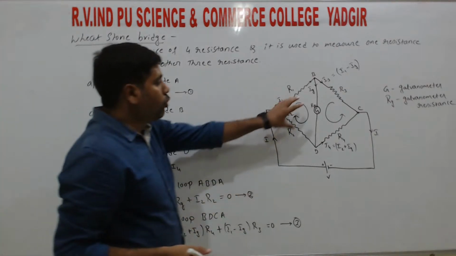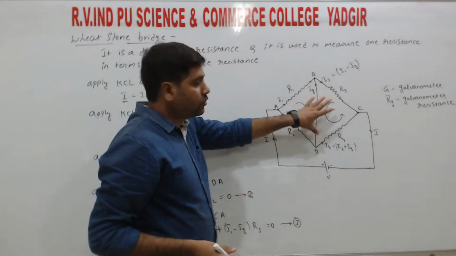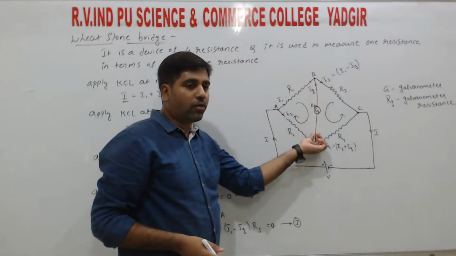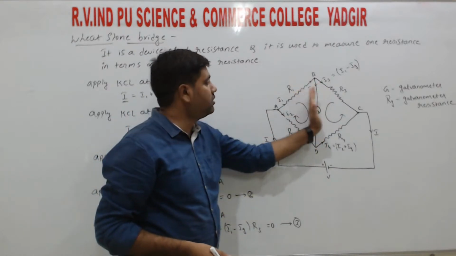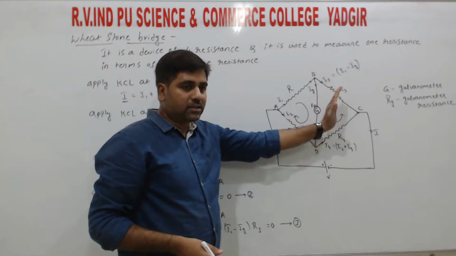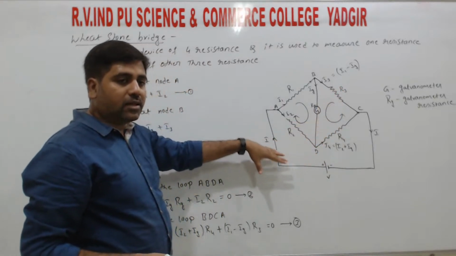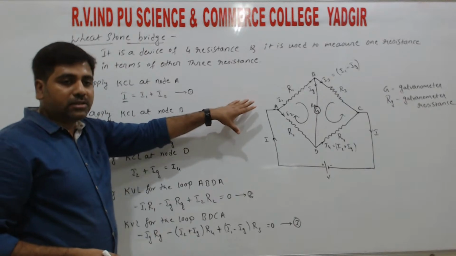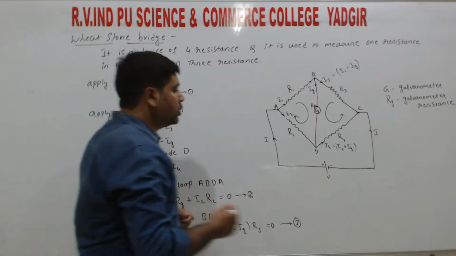Now, to balance this Wheatstone bridge, the current flowing through the galvanometer must be equal to 0. Only then is the bridge balanced, right? So we are going to find the condition for the balanced Wheatstone bridge.